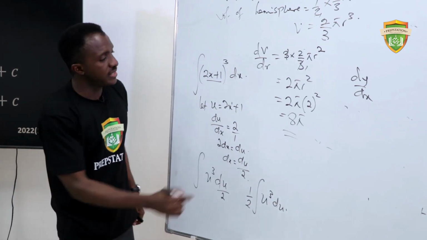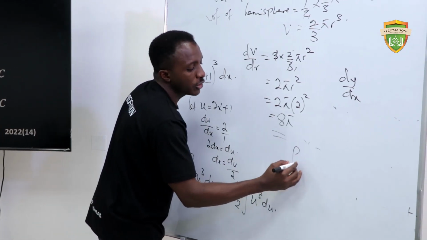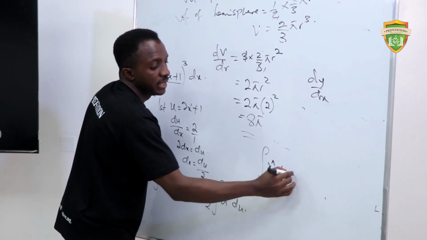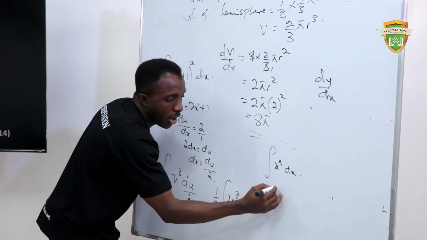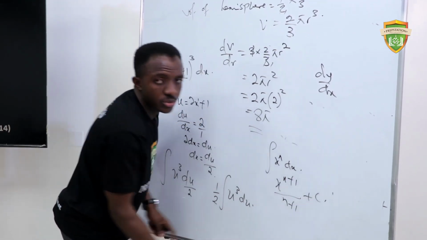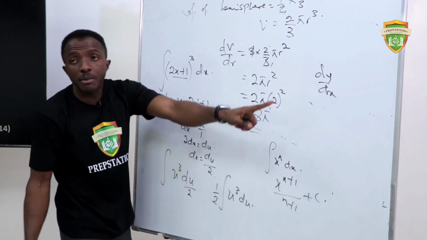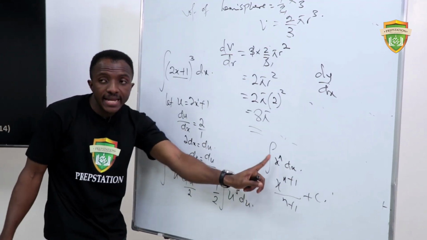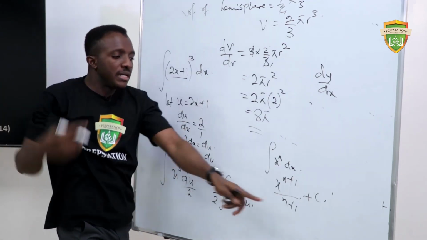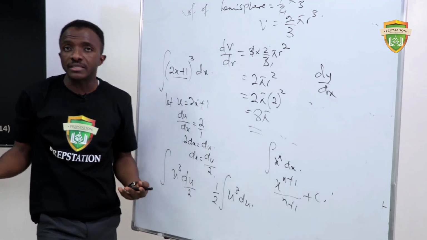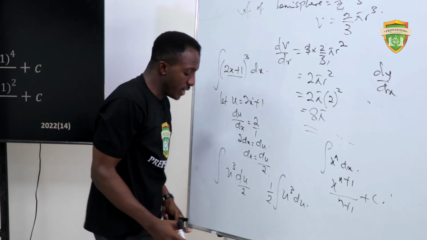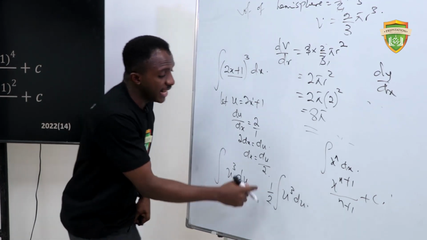Now let me explain this. If you want to integrate a function, let's say integrate x raised to the power n dx, this is how you integrate. It becomes x raised to the power n plus 1 over n plus 1 plus c. Take note. Remember, differentiation would be n x raised to the power n minus 1, whereas integration would be x raised to the power n plus 1. This c is called the arbitrary constant. If you want to understand better, please refer to the video we did some 2 years ago on the prep station. Now let's go back here.